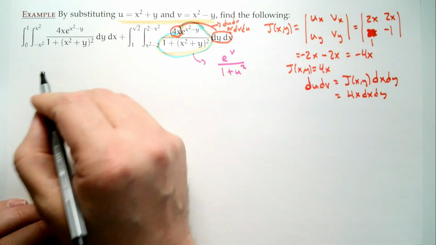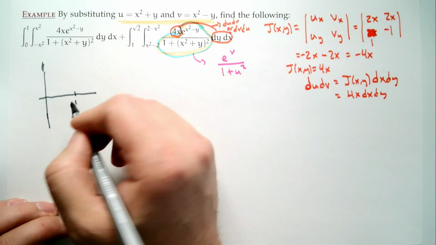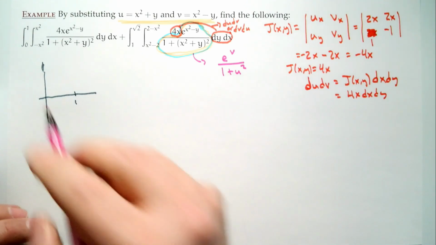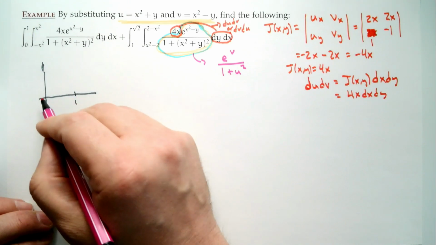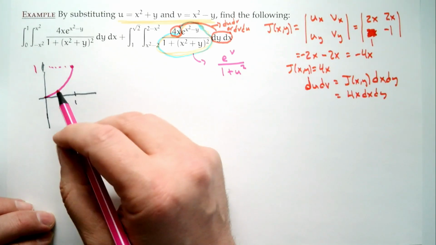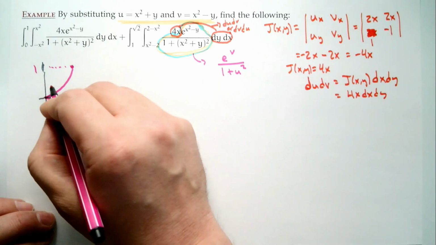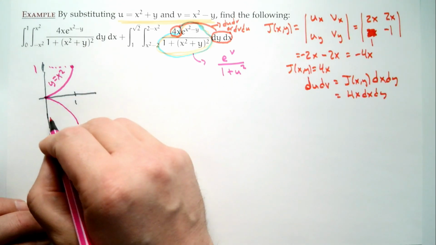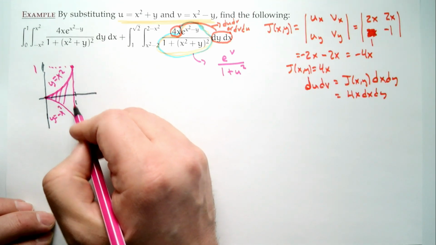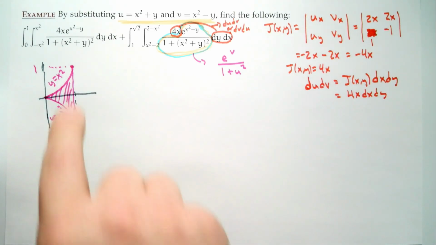So let's talk about our bounds. We're going to go from 0 up to 1. And we have some curves. On the top we have y equals x squared, which is going up, and we're going to intersect here at 1. On the bottom we have y equals minus x squared, which is going down. So y equals x squared, y equals negative x squared. I'm finding this shape here.